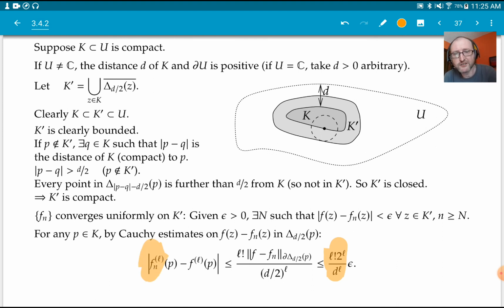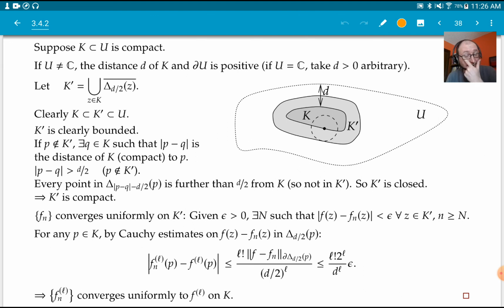So we've shown that given epsilon, there is an N such that for all n bigger than N, this is less than or equal to some constant times epsilon. So we might as well have made that epsilon, if we asked for a smaller epsilon over here and divided by this constant. But that's good enough. So that means that we have uniform convergence of this sequence of functions on K, right?